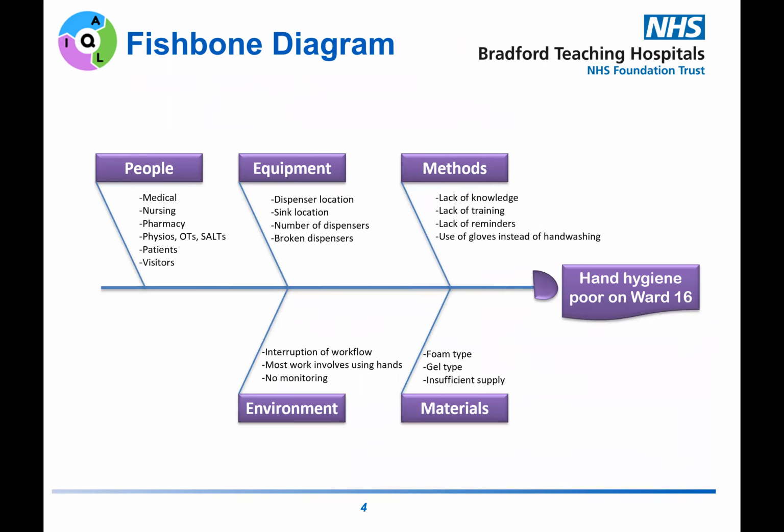The final stage is to analyse your diagram. You should now have a snapshot of the collective knowledge and consensus of your team around a problem, which focuses the team on the root cause of the problem and not its symptoms. You can now investigate the most likely causes further. This may involve using a simple data check sheet, talking to staff, patients and visitors, or carrying out process mapping.